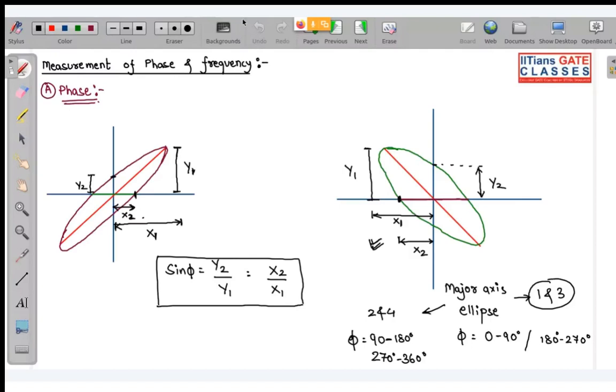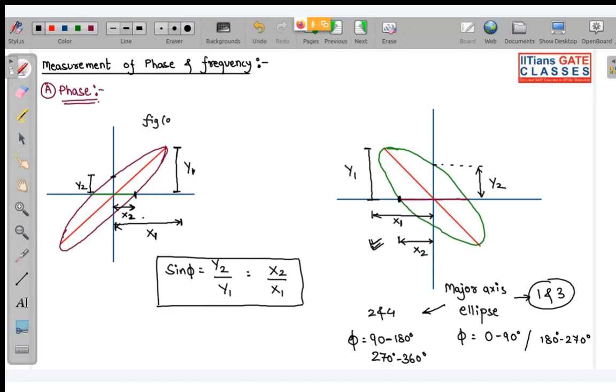So in the last class, we saw the measurement of phase and frequency. I told you that if the major axis of your Lissajous pattern lies in the first and third quadrant, then the phase shift is either between 0 and 90 degrees, or between 180 and 270, like this.